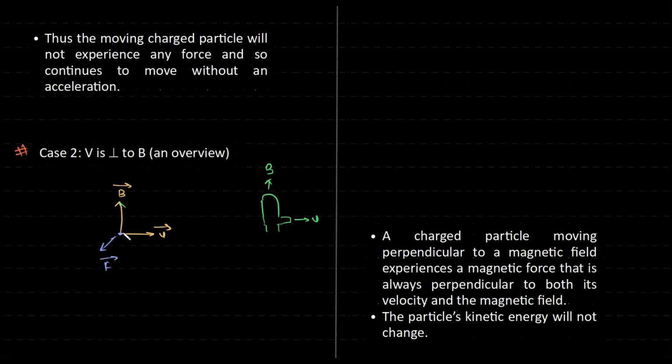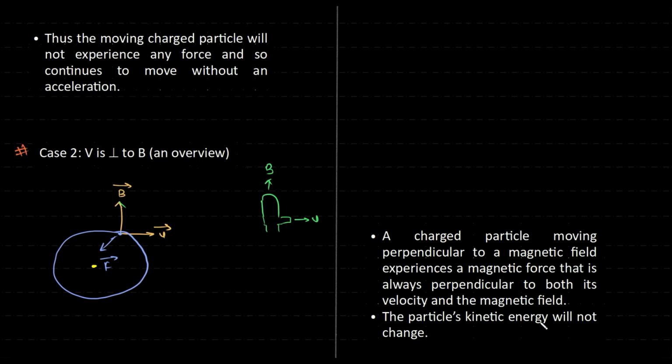If such a direction is applied everywhere, what will happen? Yes, it will take a motion in this way. Does it make sense? It will go in this way, so it's pointing towards the center. So it will take a circular path. A charged particle moving perpendicular to a magnetic field experiences a magnetic force that is always perpendicular to both its velocity and the magnetic field.